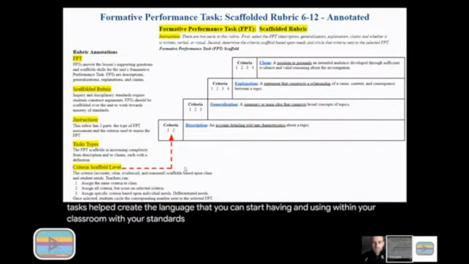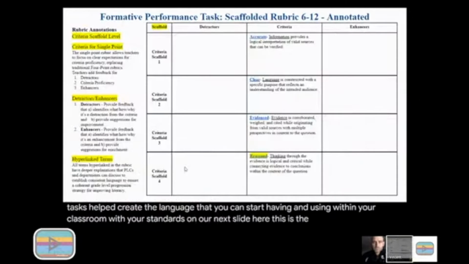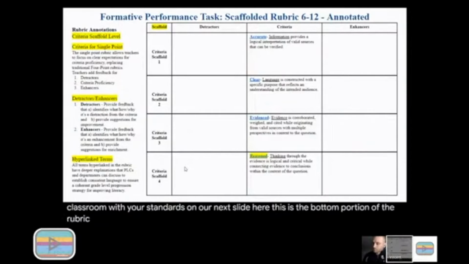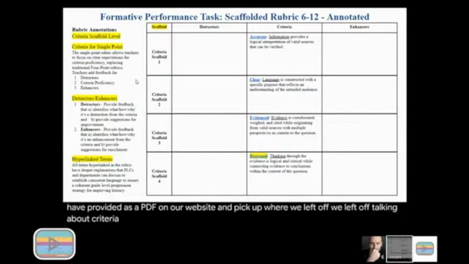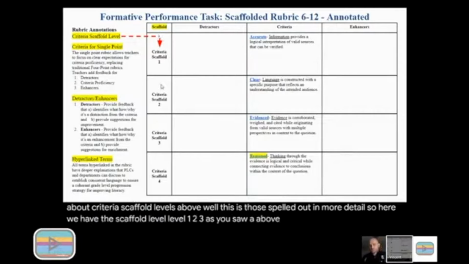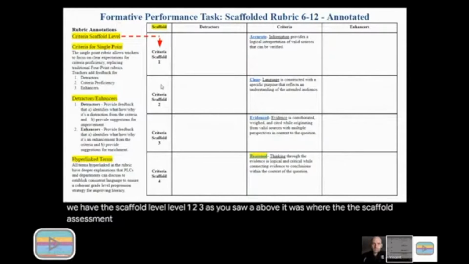On our next slide here, this is the bottom portion of the rubric. This is the assessment criteria. Again, this is an annotated version, which we do have provided as a PDF on our website. And to pick up where we left off talking about criteria scaffold levels above, well, this is those spelled out in more detail. So here we have the scaffold level 1, 2, 3, as you saw above. Those were the scaffold assessment criteria that you were circling and designating to students on specific tasks. Well, here they are laid out and scaffolded again.